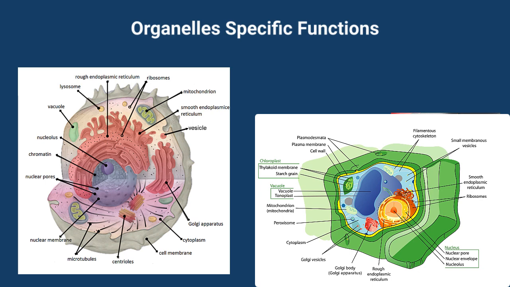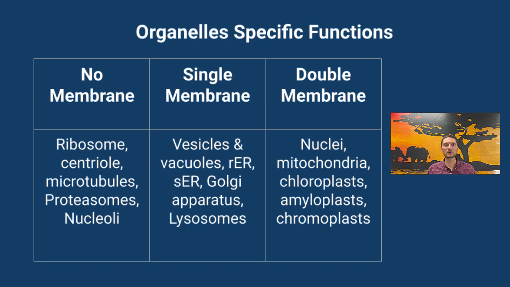And there are many different types that are found in eukaryotes. Sometimes they can be single or double membraned, and then also some have no membrane. Those that have no membranes would be ribosomes, centrioles, microtubules, proteasomes, and the nucleoli. Single membranes would be vesicles and vacuoles, the rough endoplasmic reticulum, and also smooth endoplasmic reticulum, Golgi apparatus, and lysosomes. And lastly, organelles that have double membrane would include nuclei, the mitochondria, the chloroplast, amyloplast, and chromoplast.